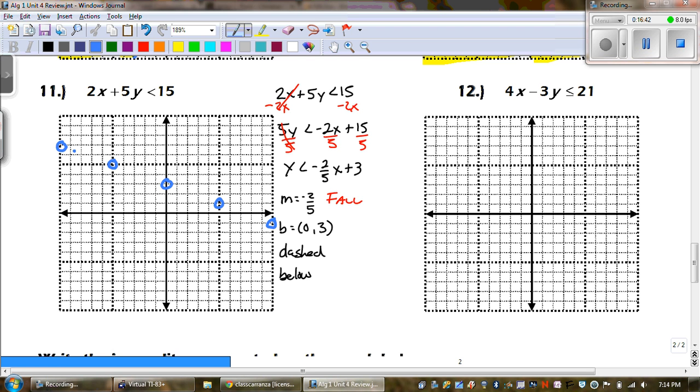All right, it's a dashed line. So make sure that your line is dashed. And remember that you need the arrows, okay? The last thing to do is to shade, and we said that we have to shade below because our inequality was the is less than symbol. And there we go. All done.